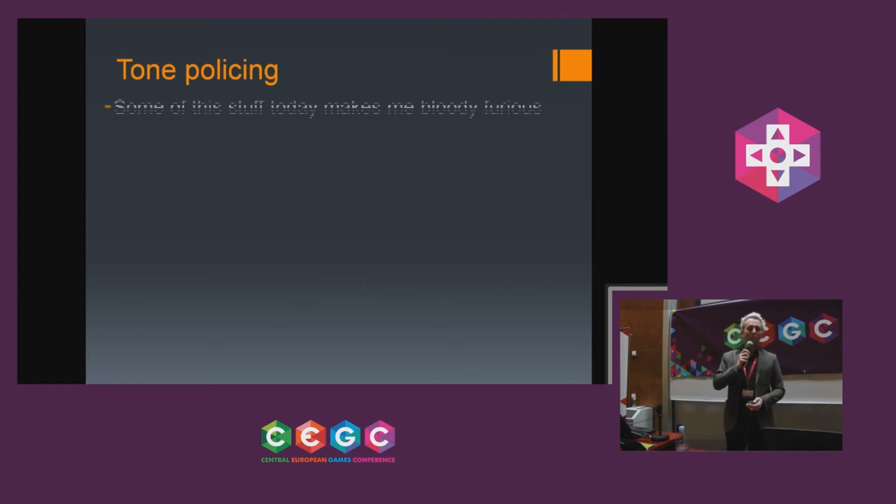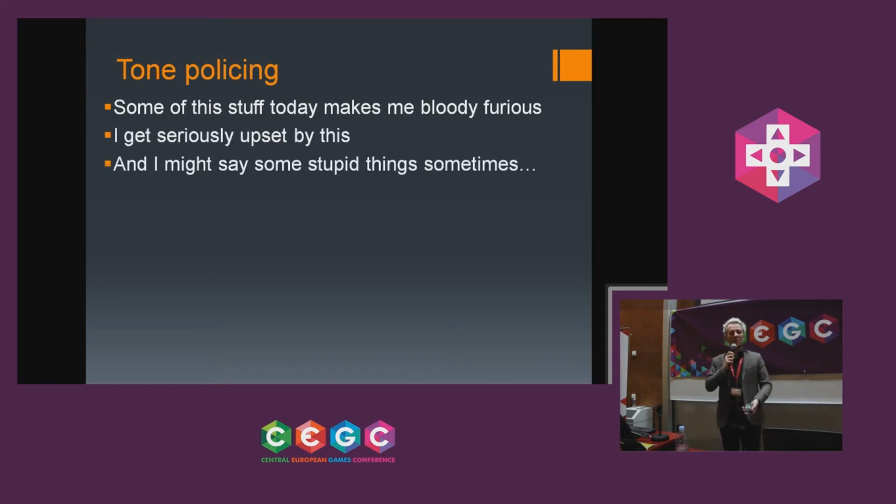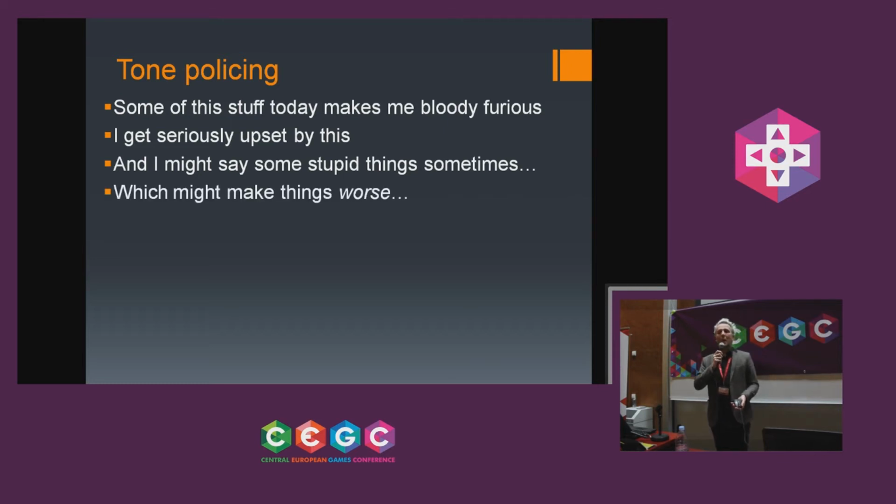Tone policing. Some of this stuff today makes me bloody furious. Really does make me very angry. And I do get seriously upset by this. And it's possible I might say some stupid things sometimes. For all I know, I've said something stupid during this talk, and it's going to come back to haunt me at a later point. I hope I haven't. But, you know, you get passionate about stuff, which might make things worse.